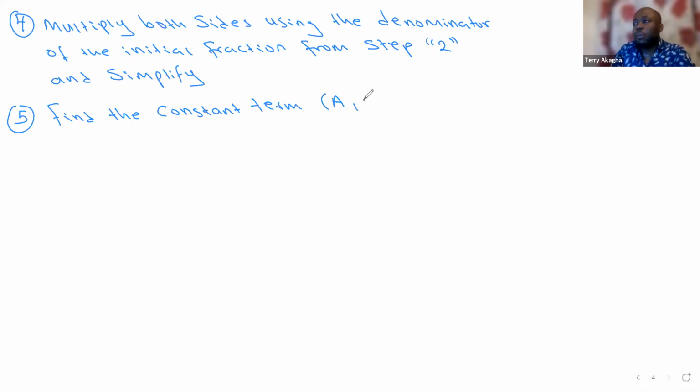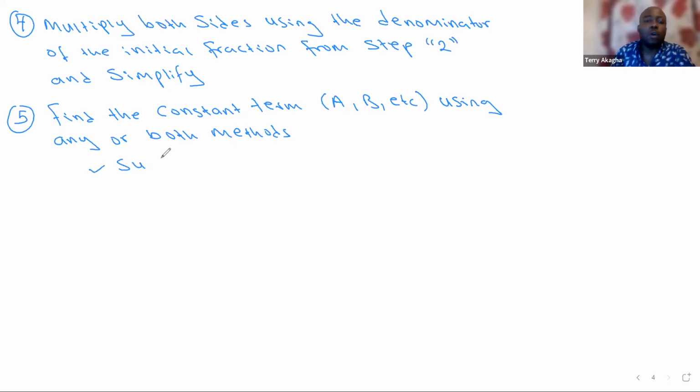So it could be A, B, C, D, etc. It could be A, B dependent. Now there are 2 methods to use to find the constant term. So using either or both methods. There are 2 methods I usually use to find the constant term.